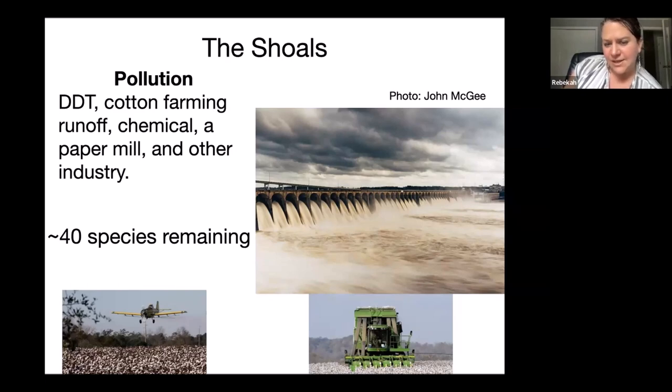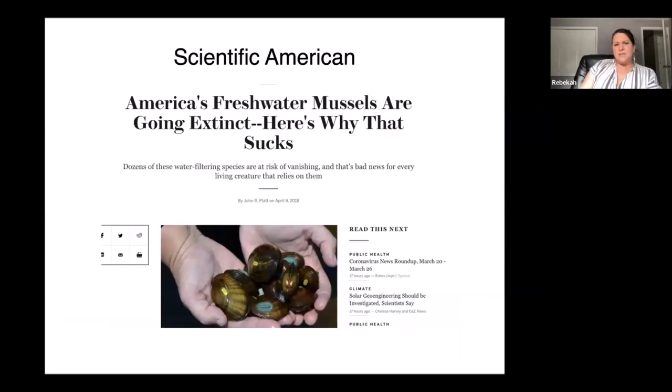So between these issues of the dam being put in place and all the chemical pollution, only 40 of the 80 species remain, and many of those species are now threatened or endangered. So there's been this massive ecological change in this region with high biological diversity for these unique freshwater mussels. So these mussels are actually going extinct elsewhere across the US. As this article so eloquently put it, that sucks.